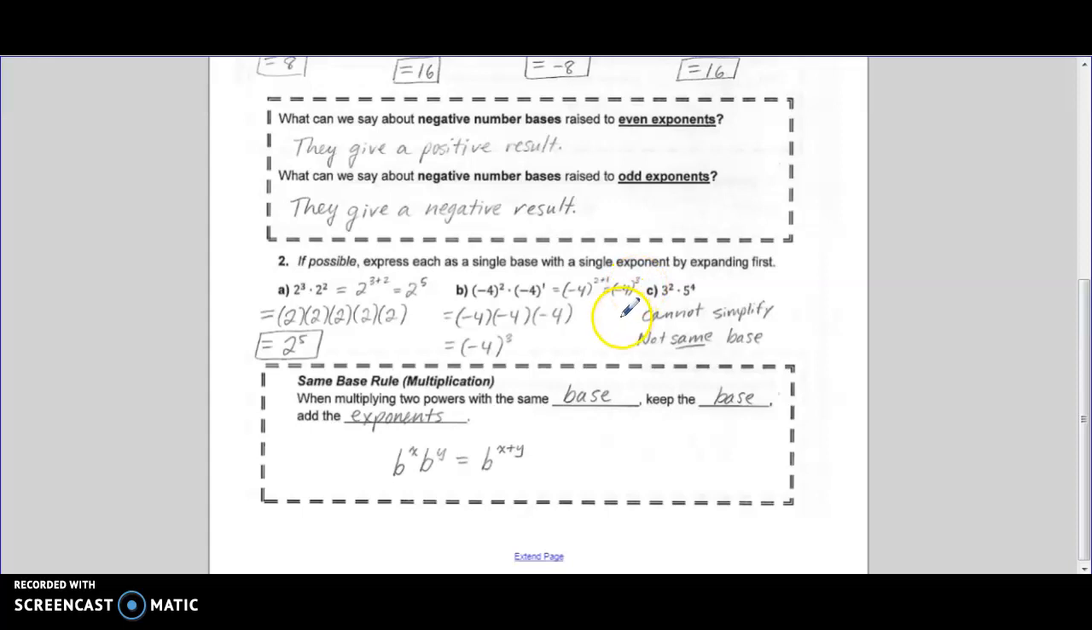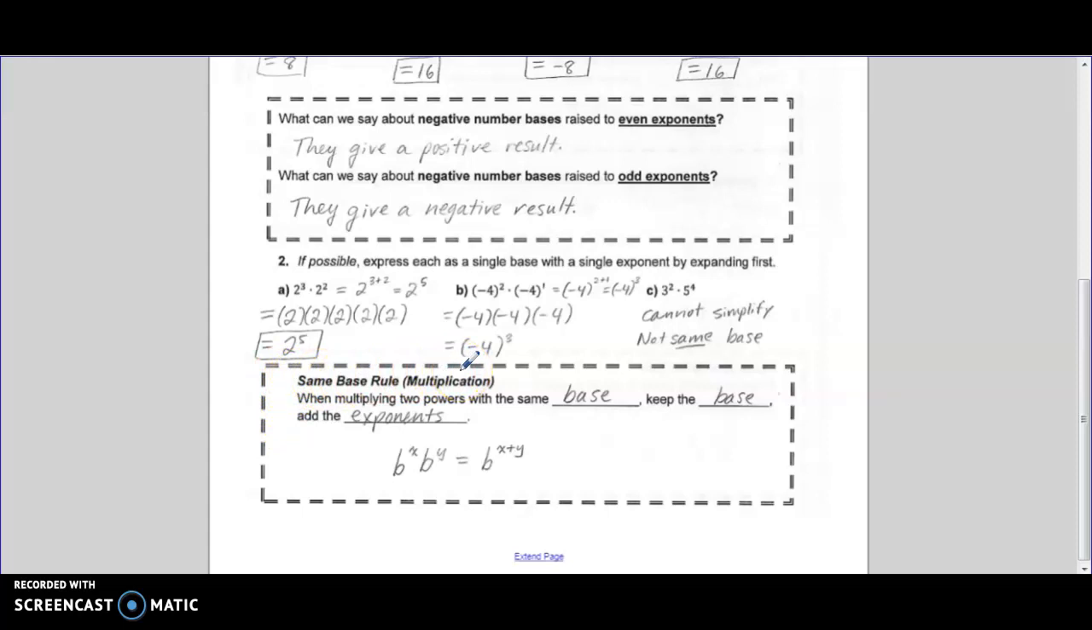Okay. The one thing to keep in mind is we can only add the exponents like we did in A and B when the bases are the same. Here in part C, the base is 3 for the first power and the base is 5 for the second power. So as soon as you see different bases, we cannot add the exponents. We can only add the exponents if we have the same base. So that is our first rule here summarized.